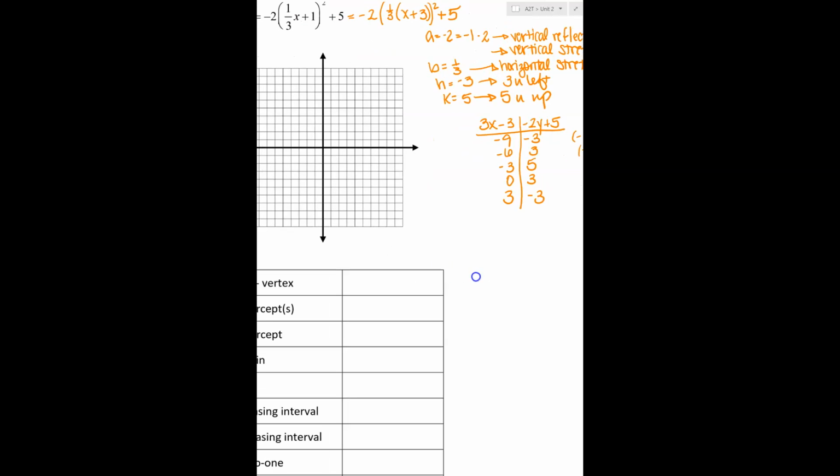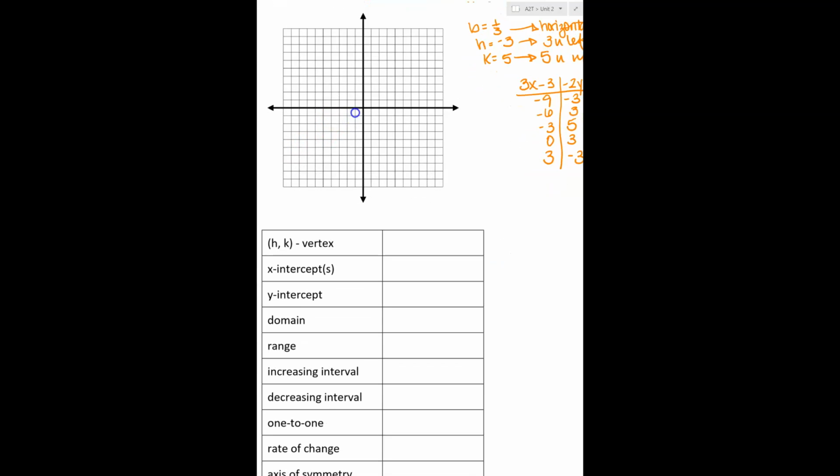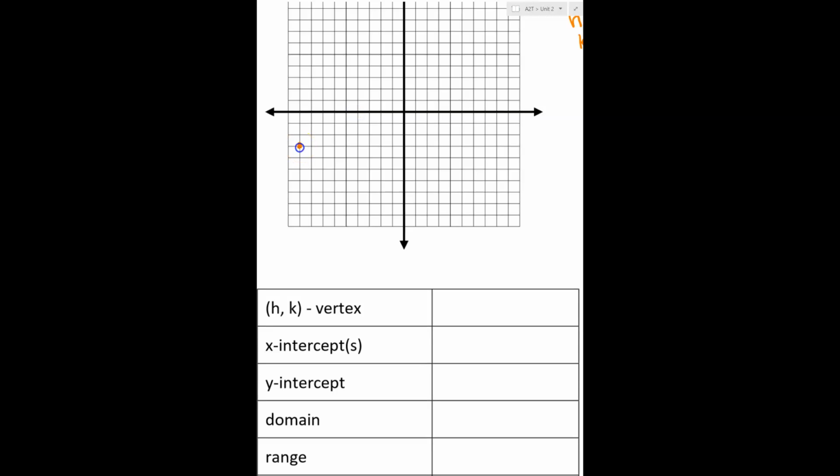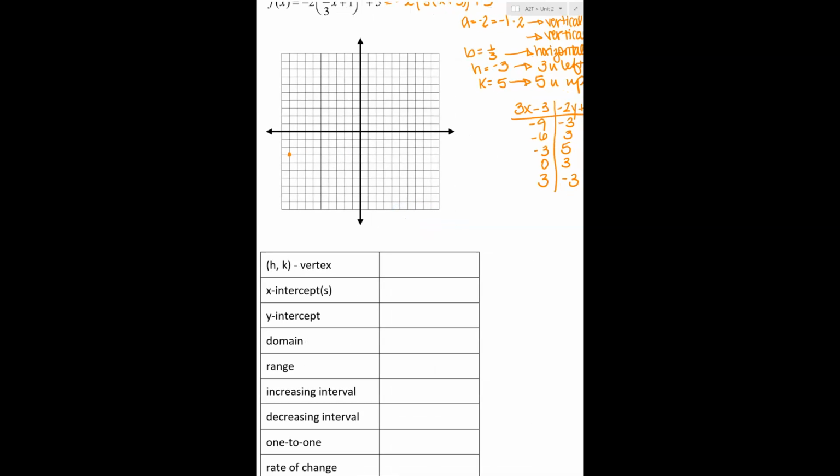All right, graph it with me, please. So -9 and then -3. Oh gosh, let me make that bigger. There we go. And then -6, 3, 1, 2, 3, 4, 5, 6, 1, 2, 3. And then -3, 5. And we can reflect from there. Again, if you want to draw the axis of symmetry, you can, but you are not required.